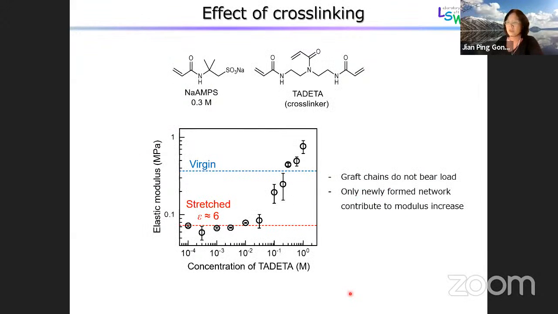The amount of chemical crosslinker is extremely important, as you see that the virgin sample has a modulus of these levels. If we put in a very small amount of chemical crosslinker, there is almost no effect. Only when the chemical crosslinker is increased to a certain level do we see the strengthening effect. And this again shows that the graft chains do not bear load, and only the newly formed network contributes to the modulus increase. This is very clear to show this result.